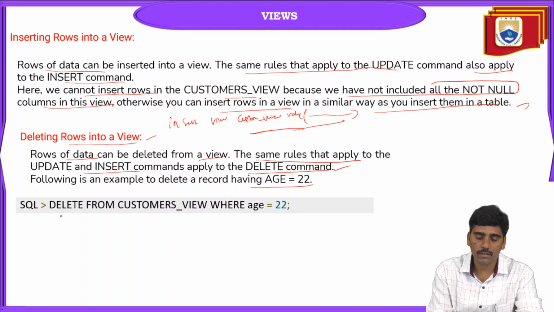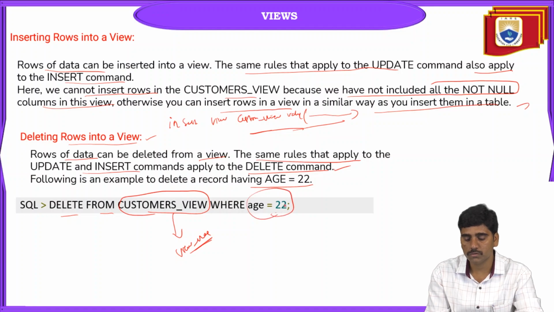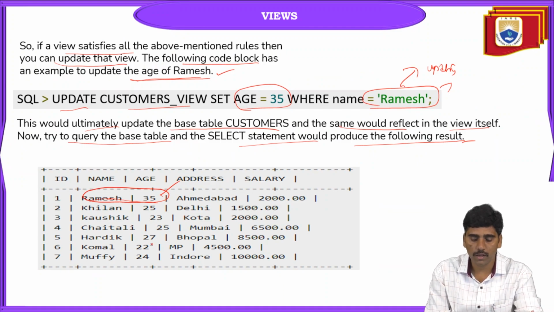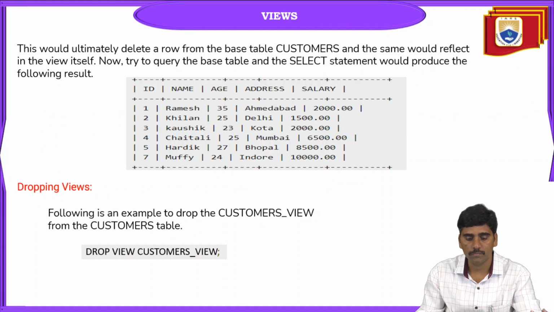Here, delete from customers_view. This is the view name, customers_view, where age equals 22. So from this table, whoever has the age 22 will be deleted. That particular row will be deleted.